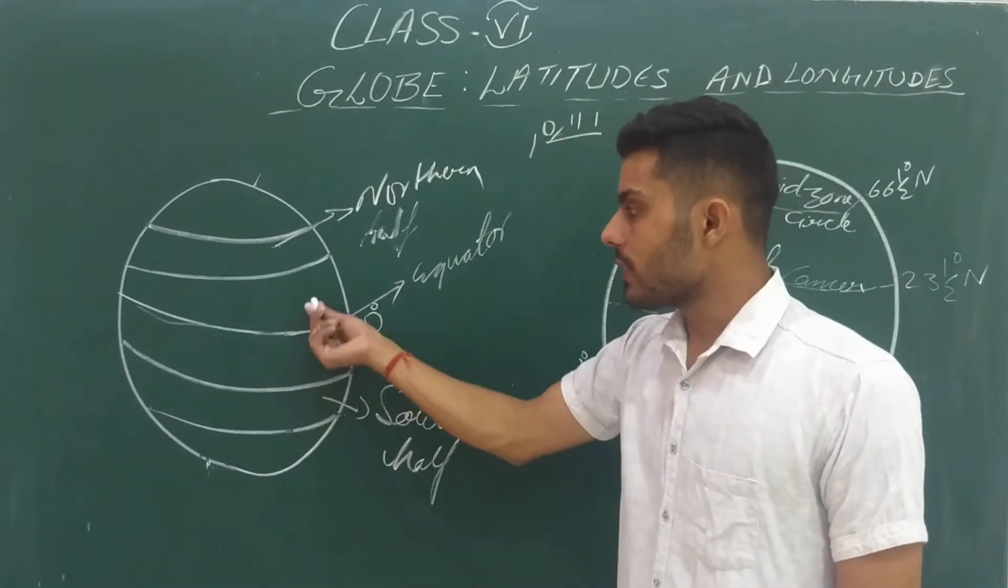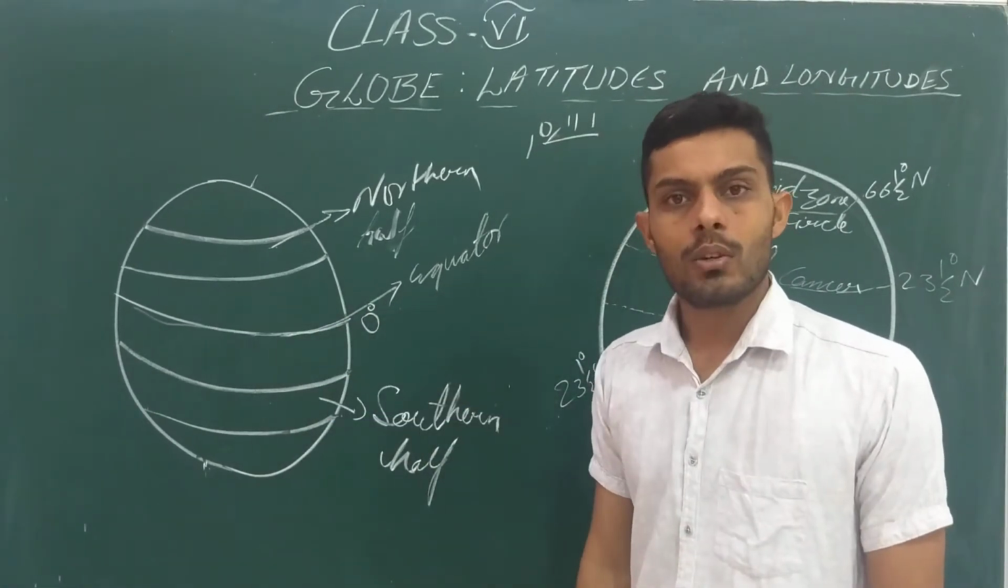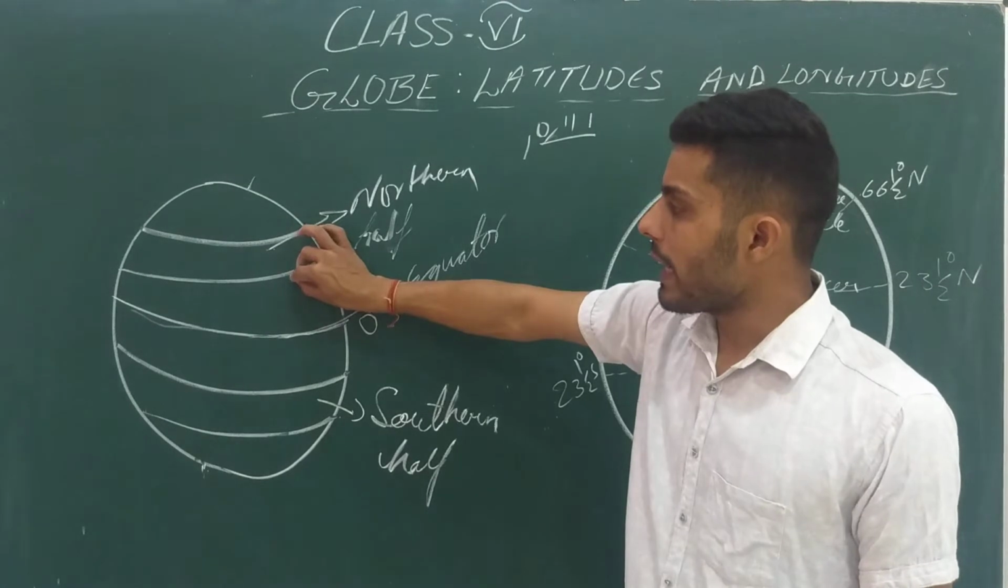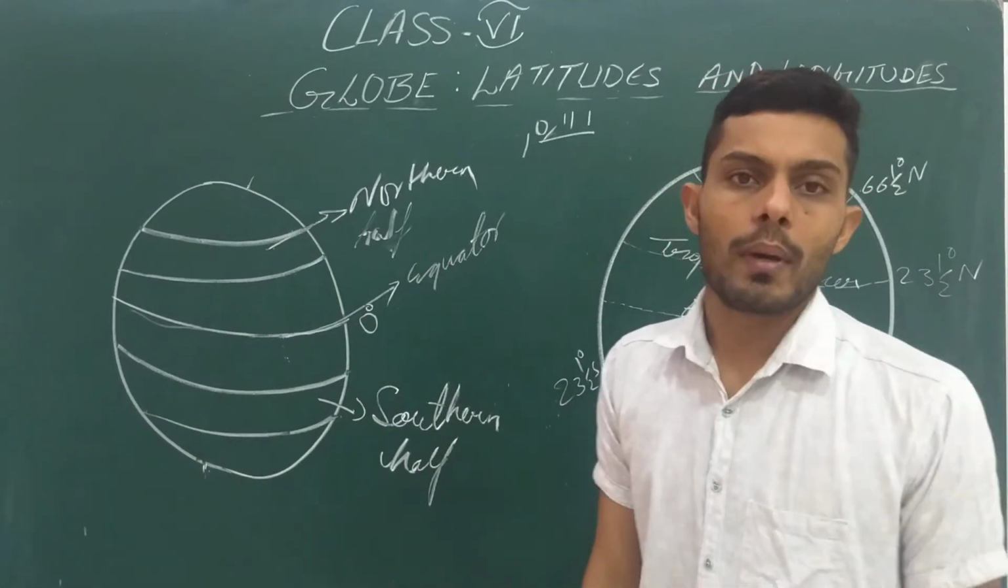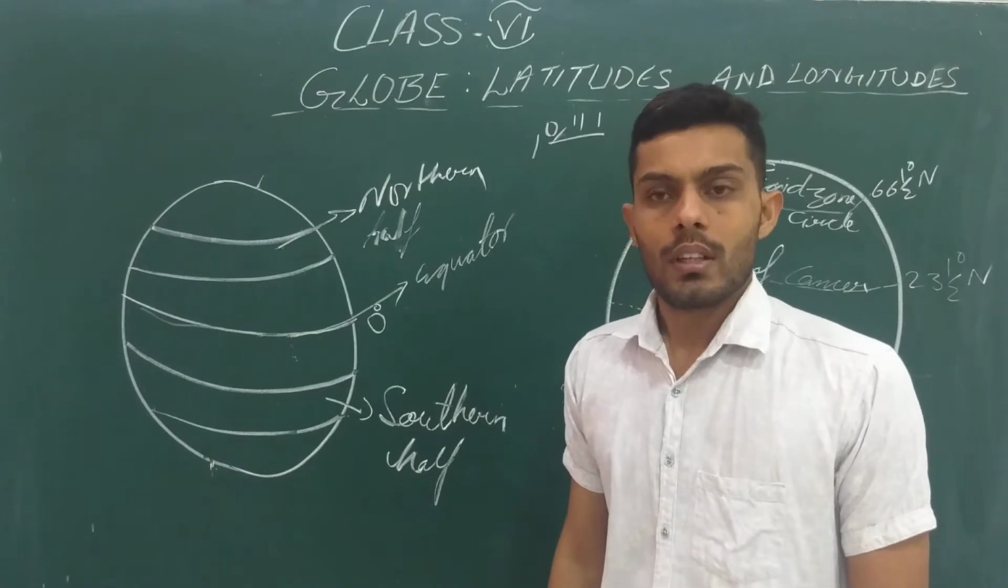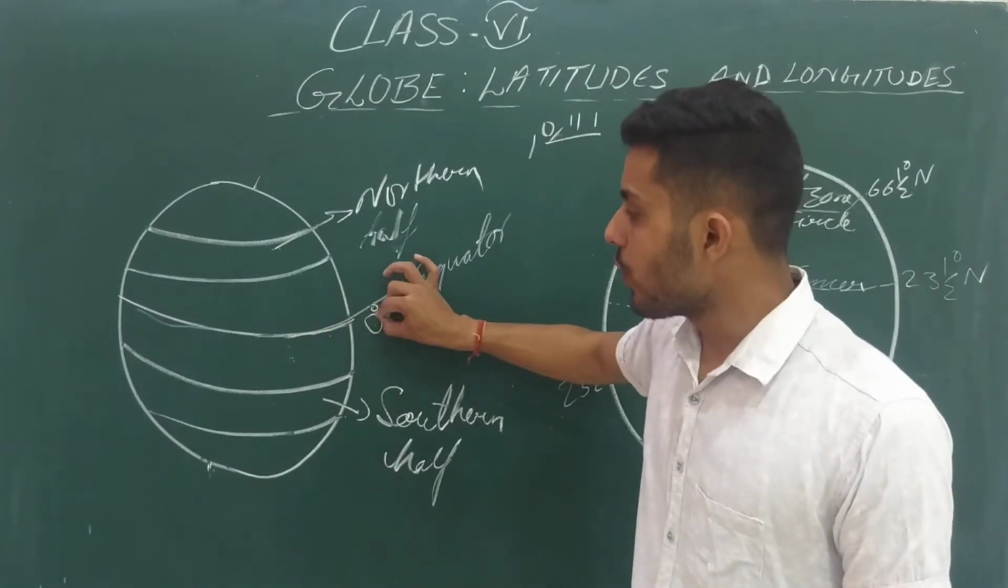So these two halves have been considered. Got it, beta? Now all these parallels of latitude are parallel to this equator and they are known as parallels of latitude. Now this equator has a value of 0 degree.